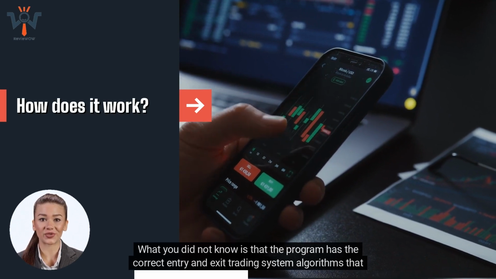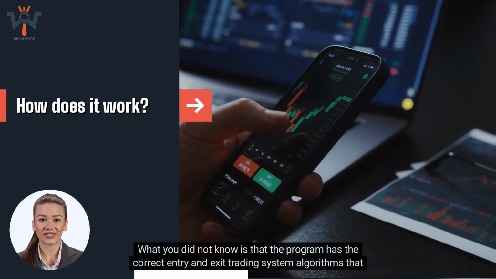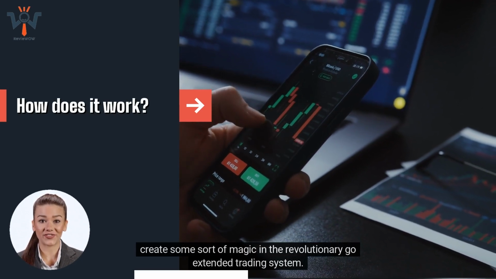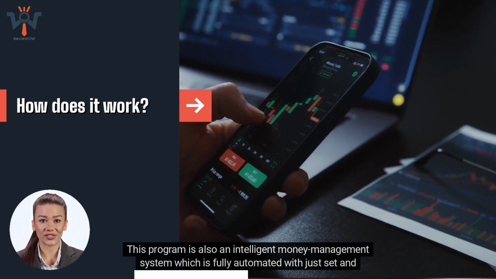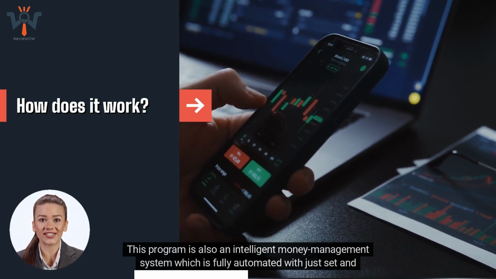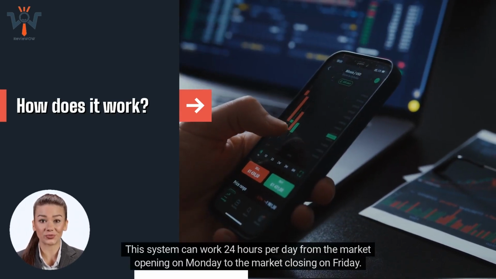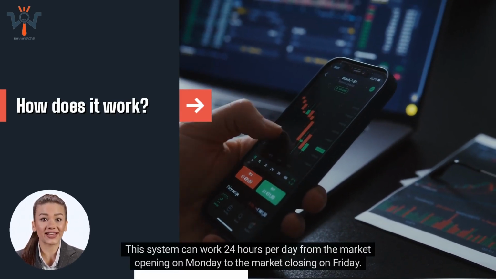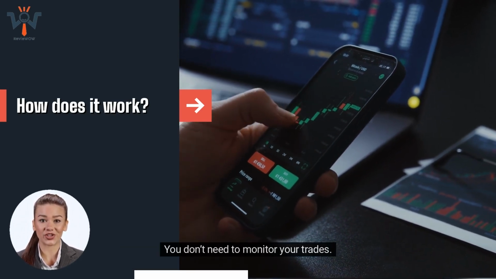What you did not know is that the program has the correct entry and exit trading system algorithms that create some sort of magic in the revolutionary extended trading system. This program is also an intelligent money management system which is fully automated with just set and forget manner. This system can work 24 hours per day from the market opening on Monday to the market closing on Friday. You don't need to monitor your trades.